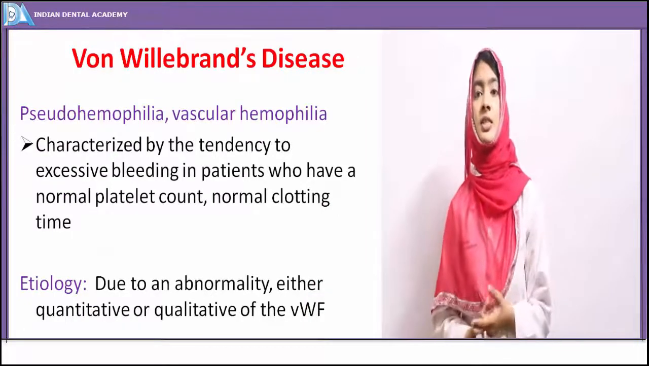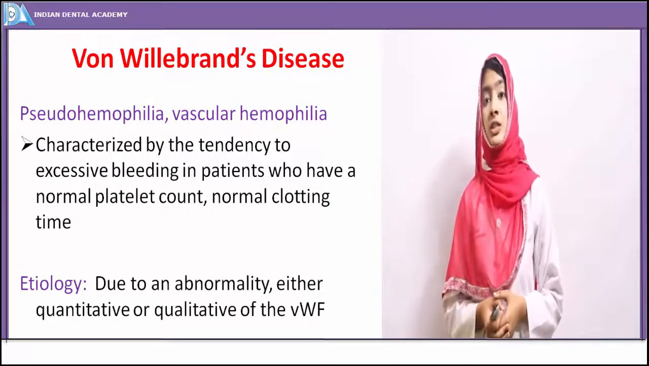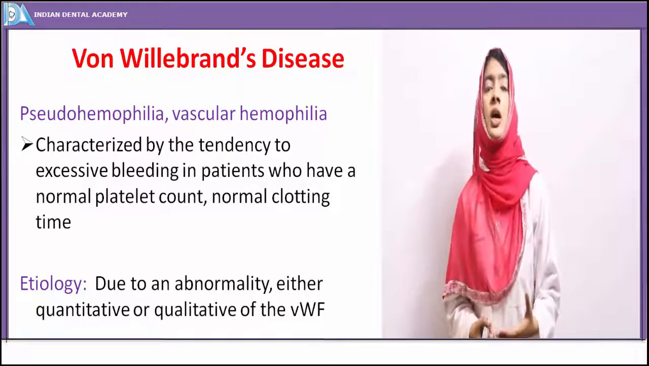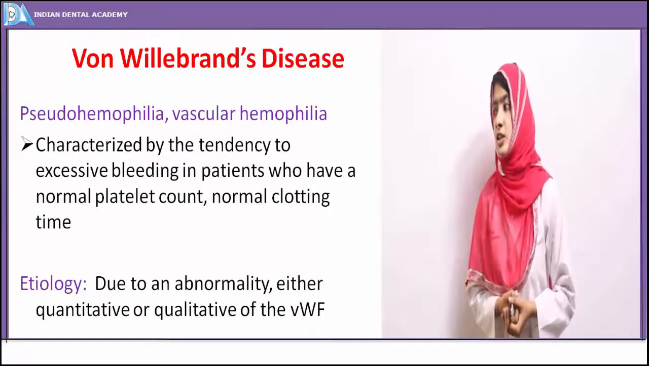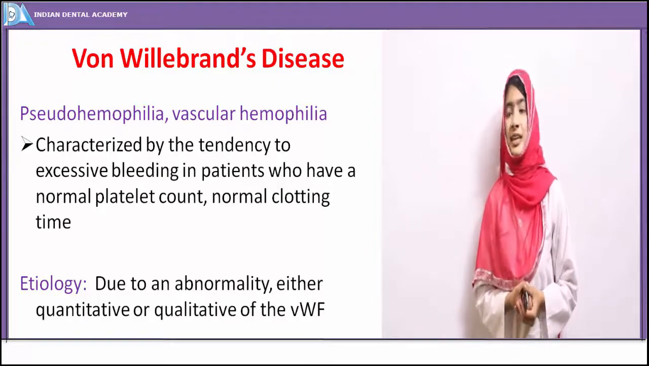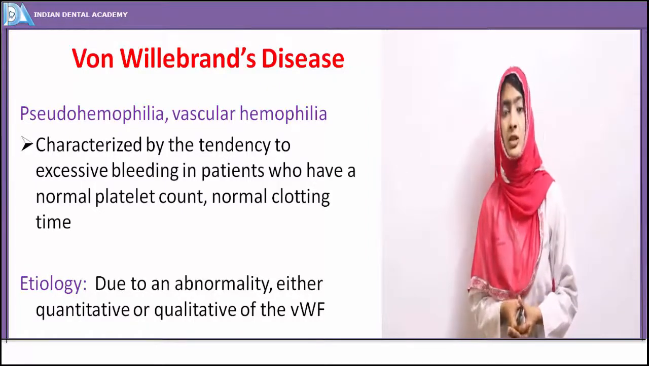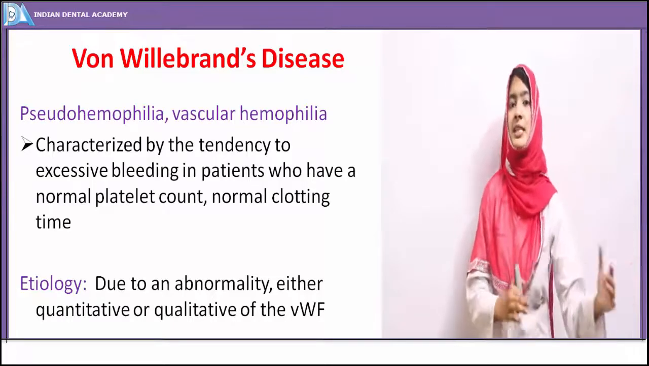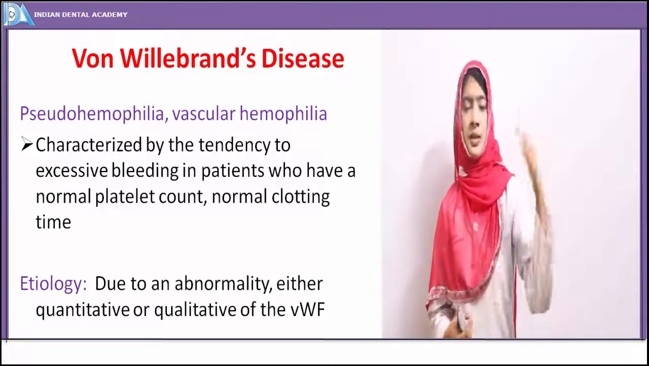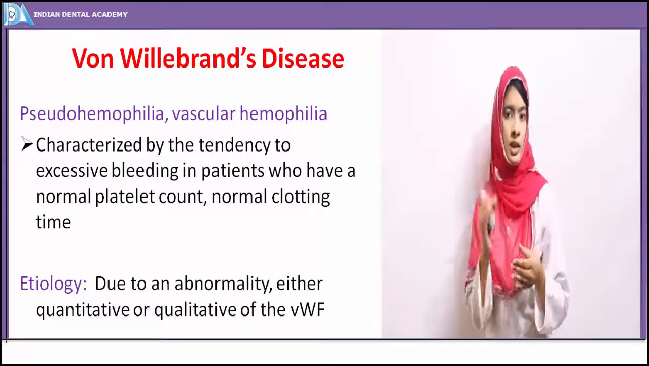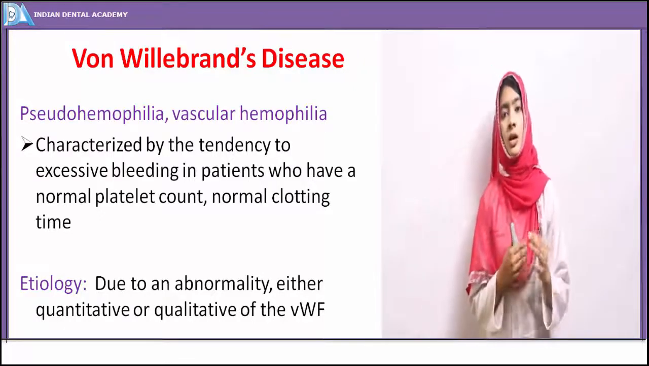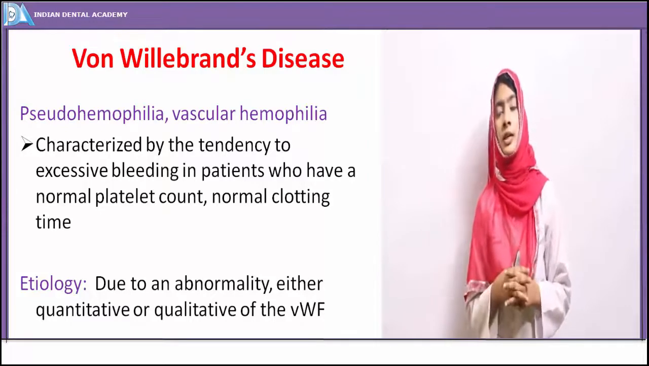And another common disease affecting children is von Willebrand's disease. Von Willebrand's disease is also a defect in the coagulation. It's also known by other names like pseudohemophilia or vascular hemophilia. It is characterized by excessive bleeding, where the patients have normal platelets and normal clotting time, but still show excessive bleeding. In previous cases, either there was a reduction in platelet counts leading to prolonged bleeding, or there was a defect in some coagulation factor leading to increased coagulation time.